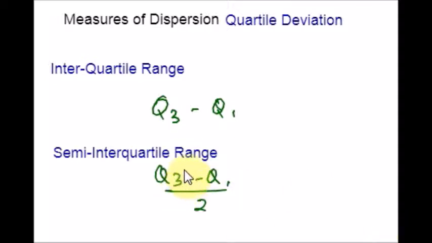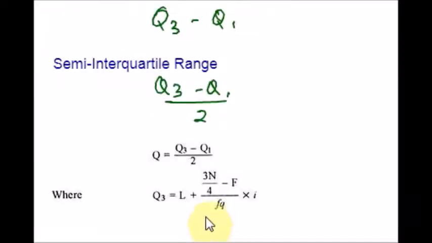If we compare the formula of Q1 and Q3 with the formula of median, we can observe a few things. In case of median, we use n over 2. Hope you're familiar with the median formula. For Q1 we use n over 4, and for Q3 we use 3n over 4. In case of median, we use Fm to denote the frequency of the class interval upon which the median lies. But in case of Q1 and Q3, we use Fq to denote the frequency of the class interval upon which Q1 and Q3 lie. Hope you are clear with these formulas.